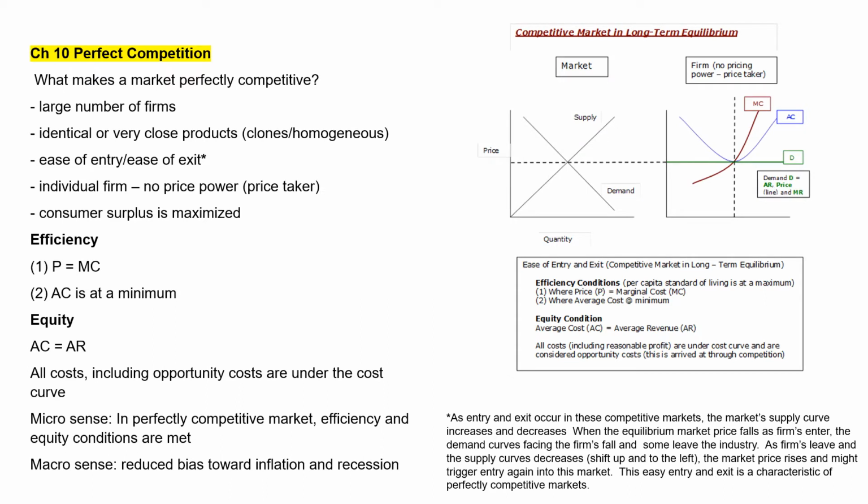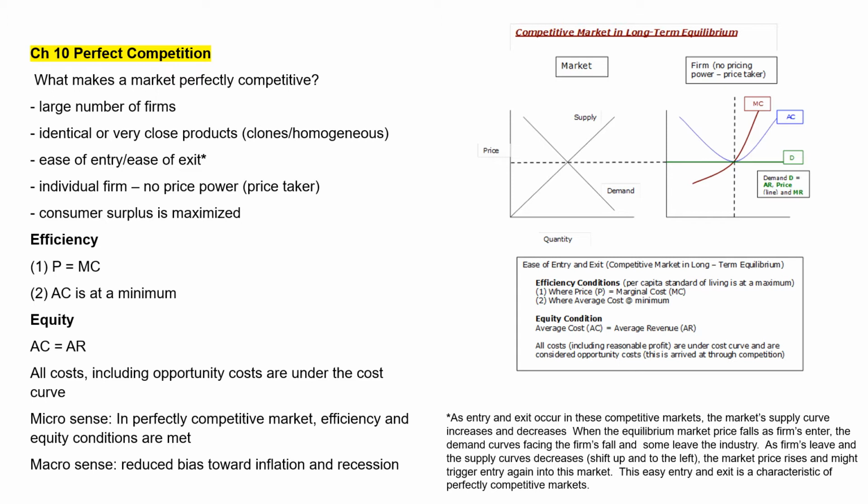So let's begin with pure or perfect competition. What makes a market perfectly competitive? We have to have a large number of firms with very close or identical products. They're basically clones of one another. They're homogeneous, however you want to phrase it. Potato, right? They're pretty much the same product being produced. Corn is corn, for example.